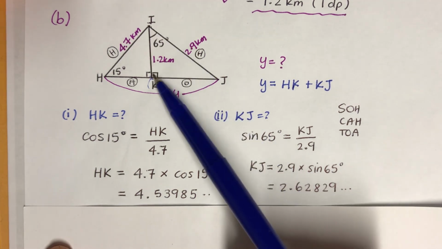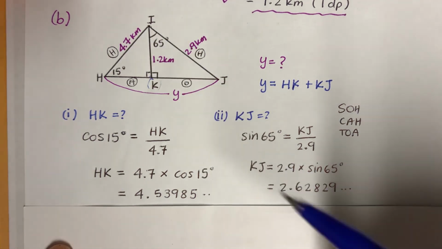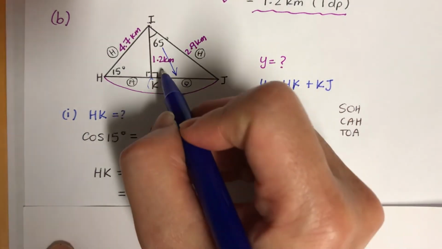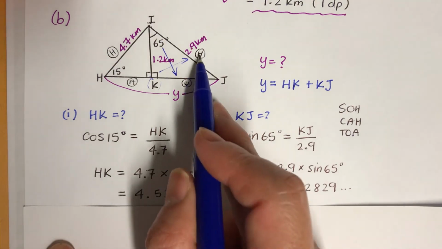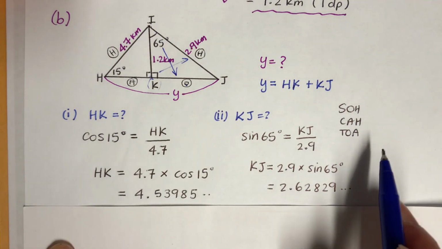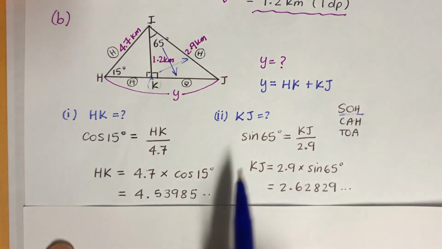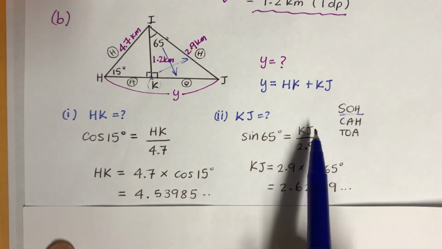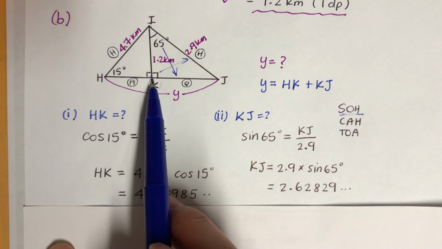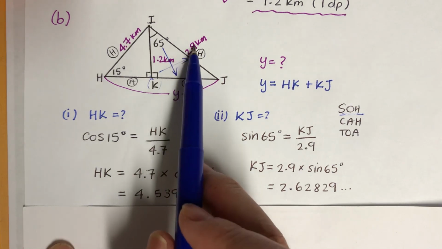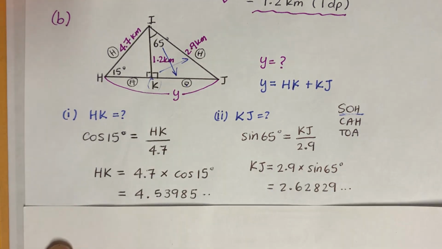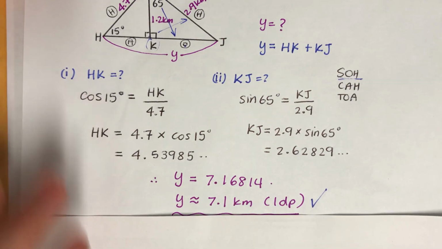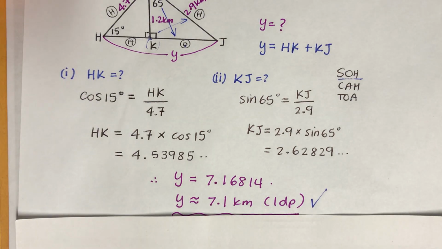And then KJ is this one. I'm just looking at this part. So this one is what we're looking for here. That's opposite here, and that's hypotenuse. O and H. O and H is sine. So sine 65 is what? O over H. O is the KJ. H is 2.9. And that's what we got. And then when you add it together, you will get 7.1 to one decimal place.